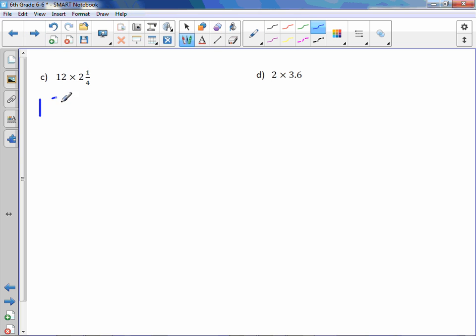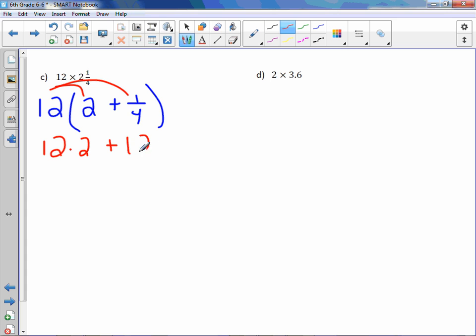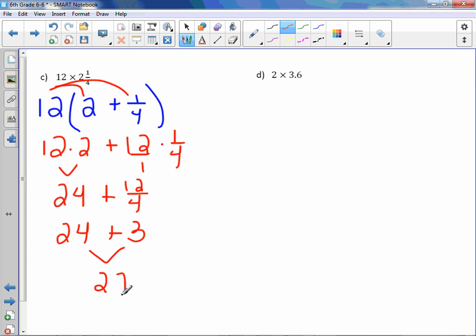Letter C, 12 times 2 plus 1/4. We have 12 times 2 plus 12 times 1/4. 12 times 2 is 24 plus, let's put this over 1, 12 over 1 times 1 over 4 is 12 over 4. And 12 over 4, fractions are division, is 3. And we get 27.